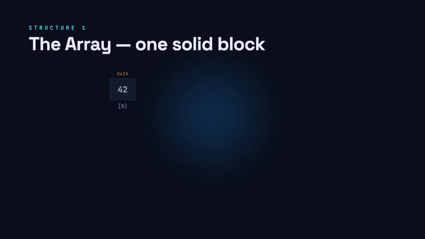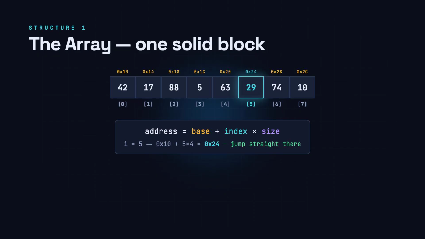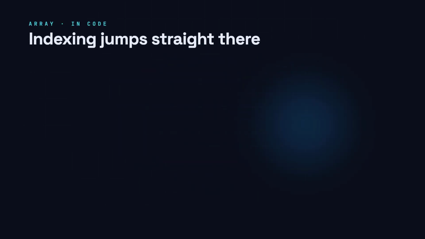The simplest data structure is the array. It places all of its items in one continuous block of memory, back to back. Because the boxes are the same size and evenly spaced, the computer can find any item with a tiny calculation. Take the start address and add the index times the item size. That means reading element 500 is just as fast as reading the first. Instant access by index.